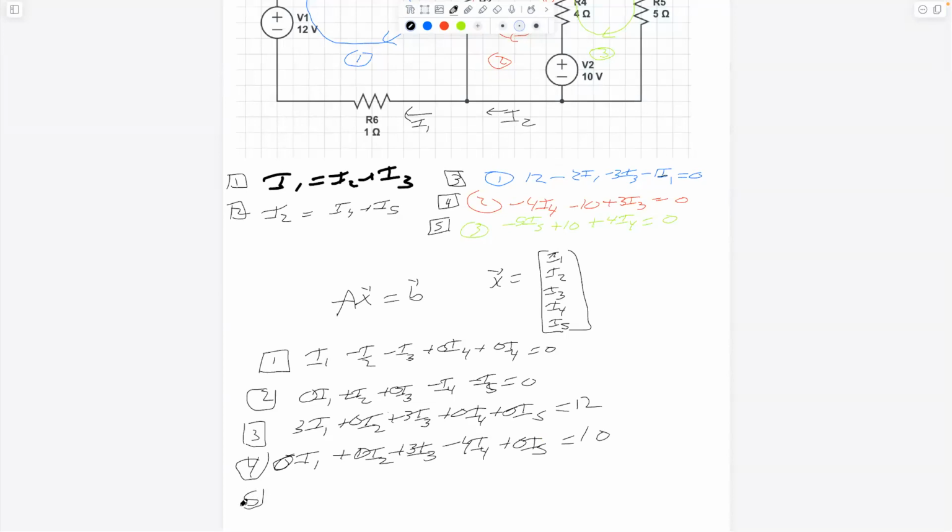And then finally, we're about 2/3 done with the problem. Here, equation 5. So I've got no I1, 0 I2, 0 I3, 4 I4, minus 5 I5. And then when I move that 10 to the other side, that will equal -10.